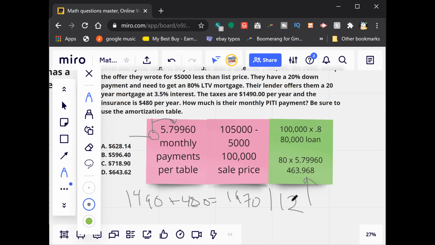Perfect. What's the number going to get you? What answer would that be over here on the left-hand side? A. 628.14. Okay. So do you guys see how I got there? Do you see how I got to that answer?